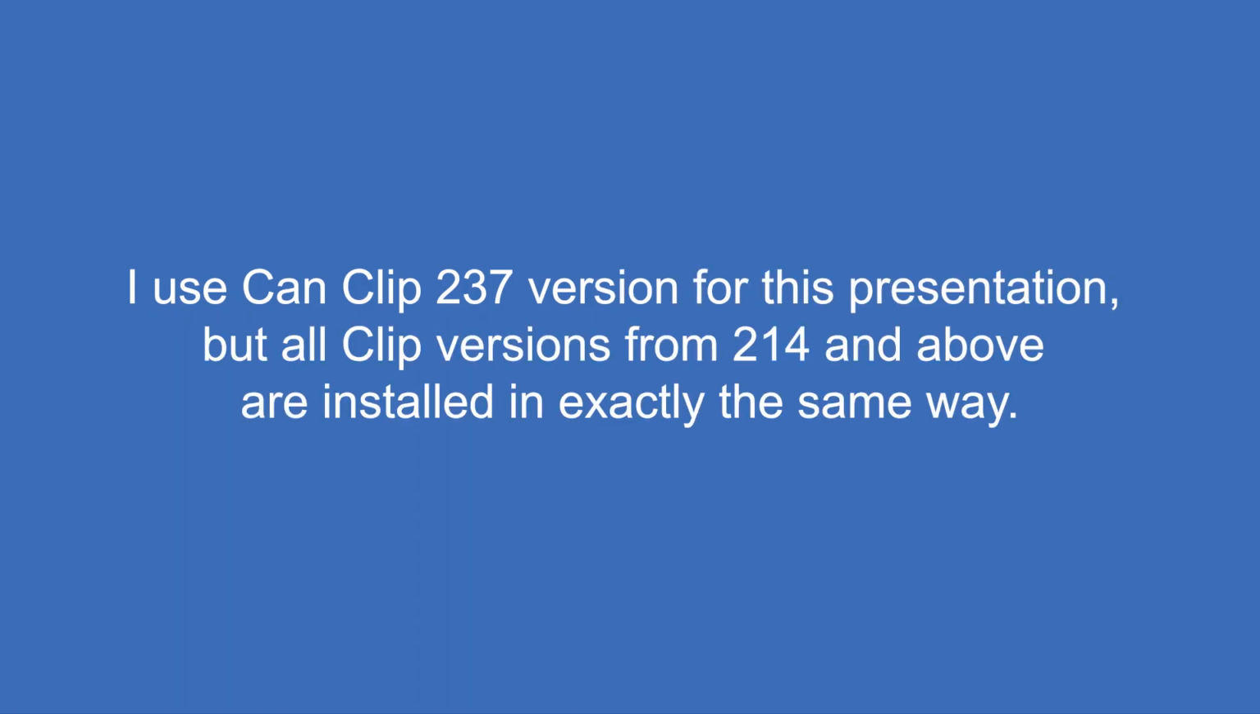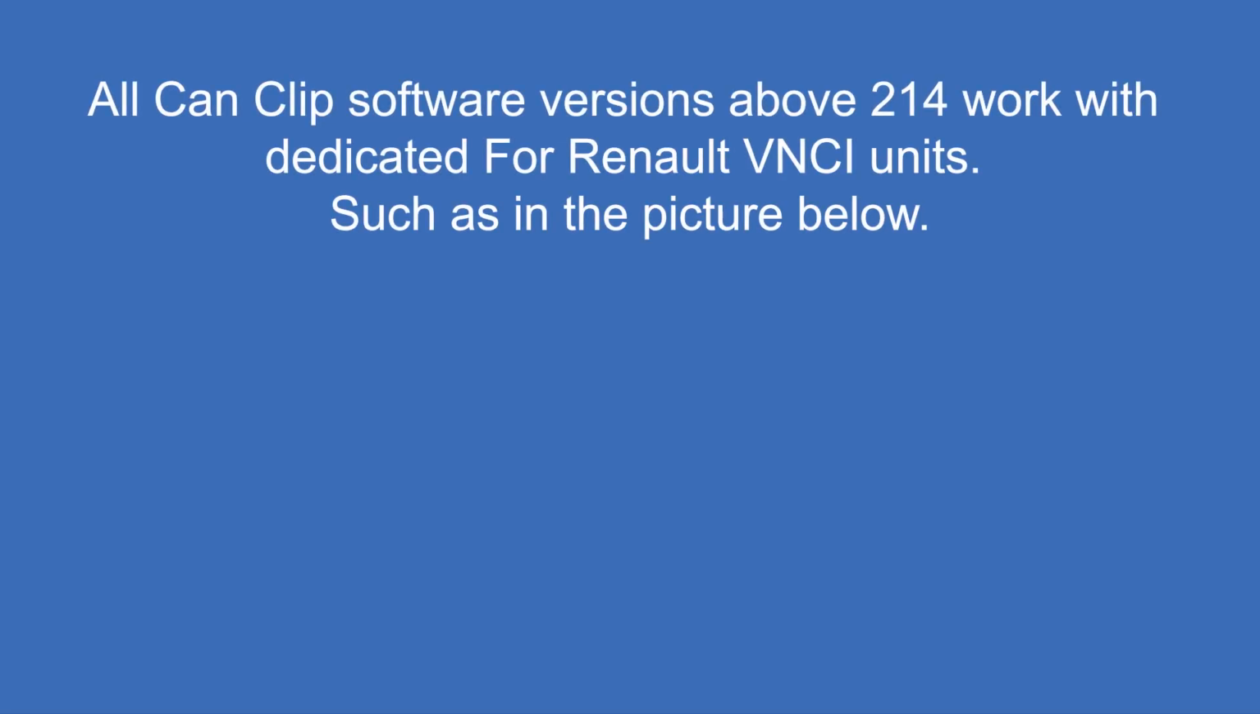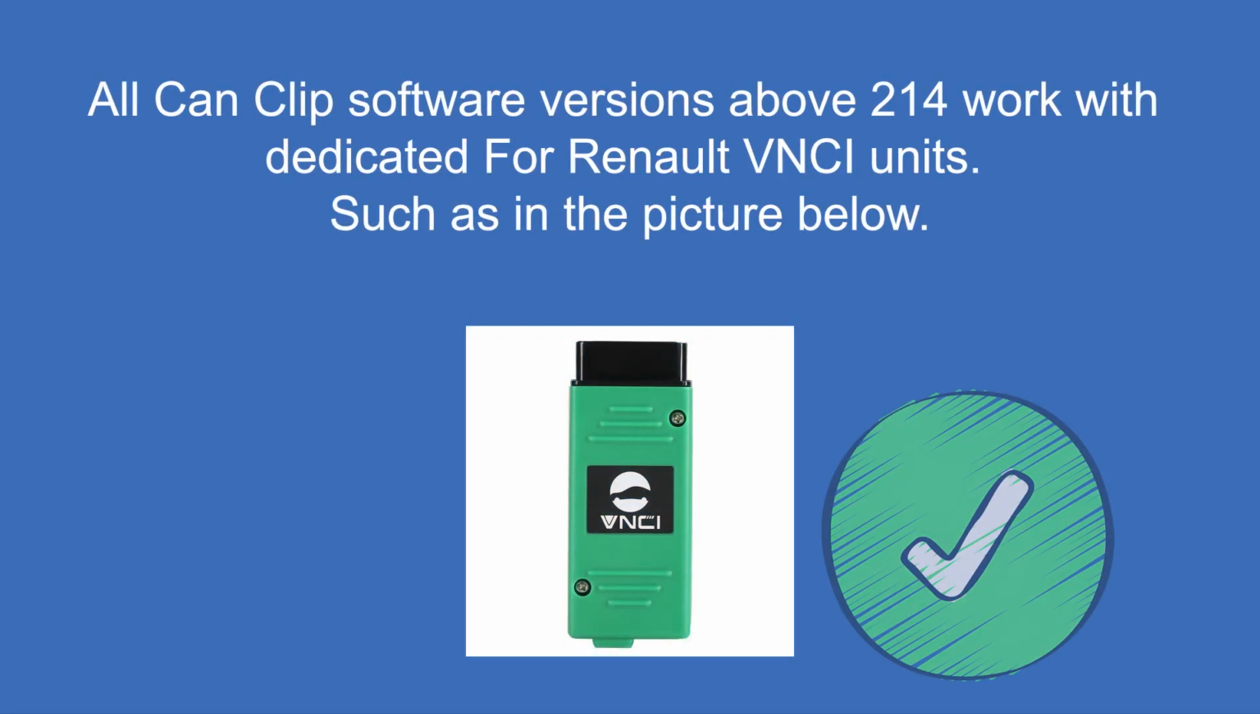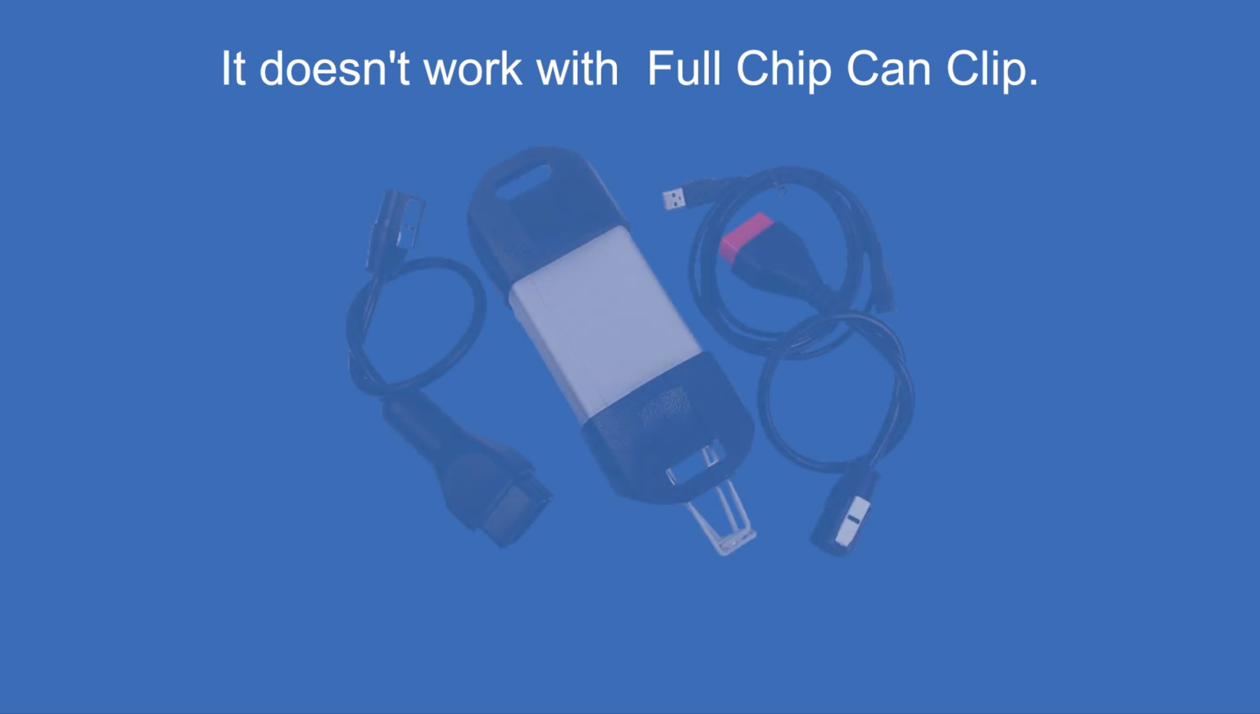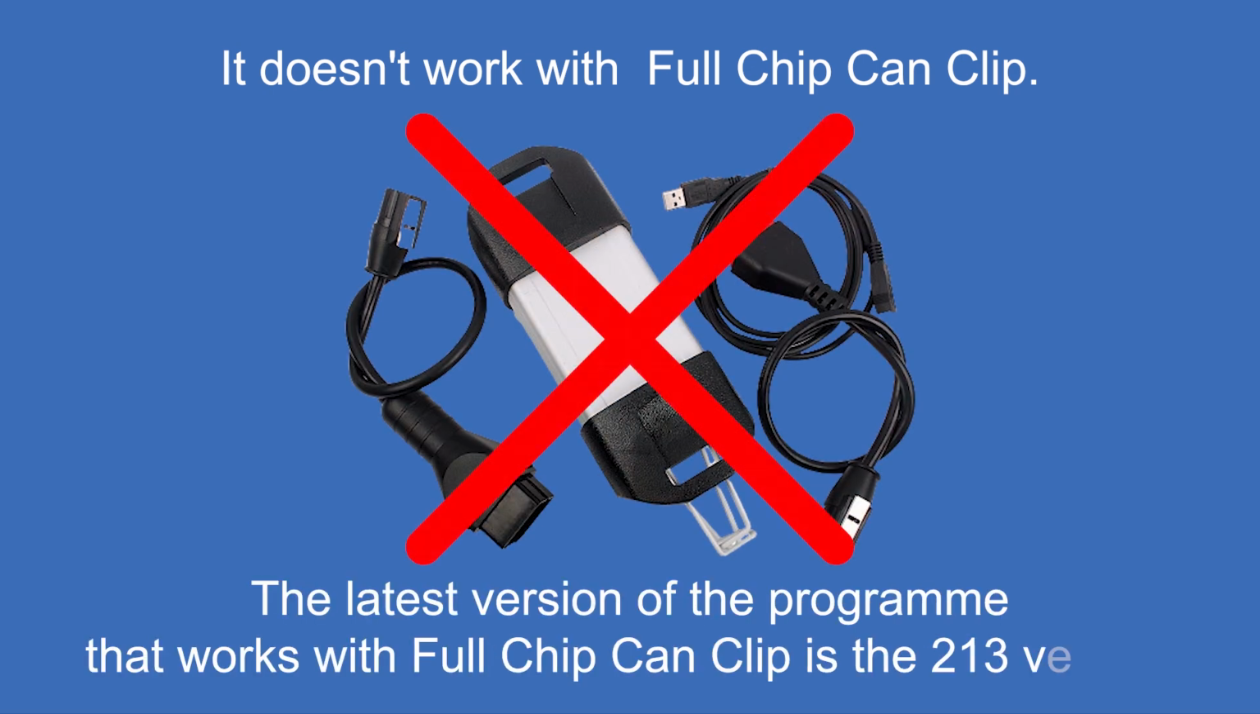I use CanClip 237 version for this presentation, but all CanClip versions from 214 and above are installed in exactly the same way. All CanClip software versions above 214 work with dedicated for Renault VCI units, such as in the picture below. It doesn't work with full-chip CanClip. The latest version of the program that works with full-chip CanClip is the 213 version.